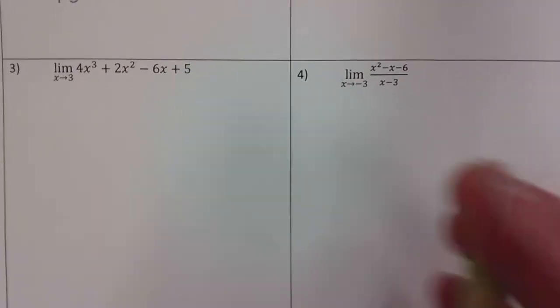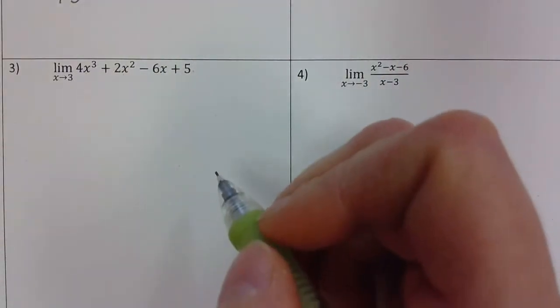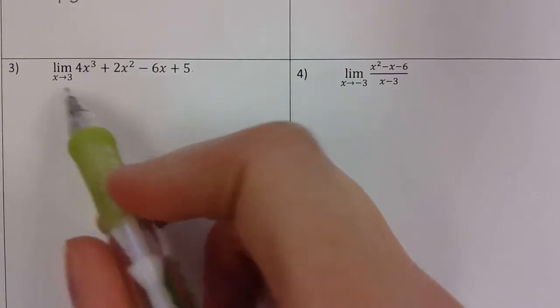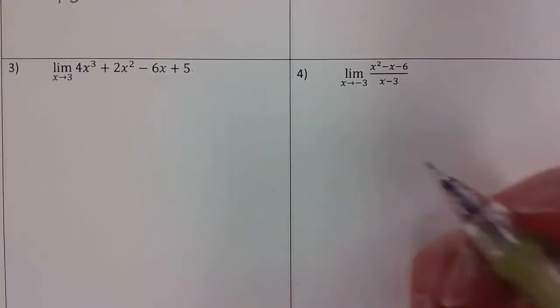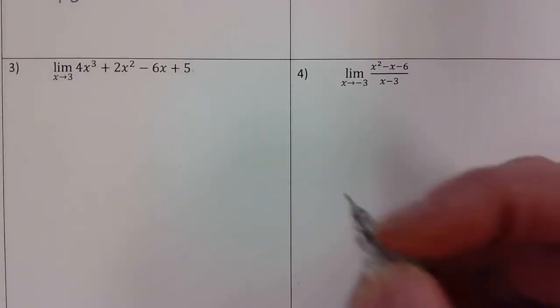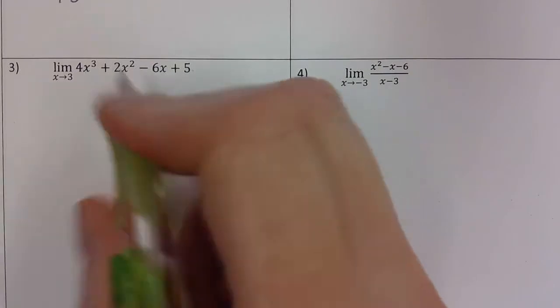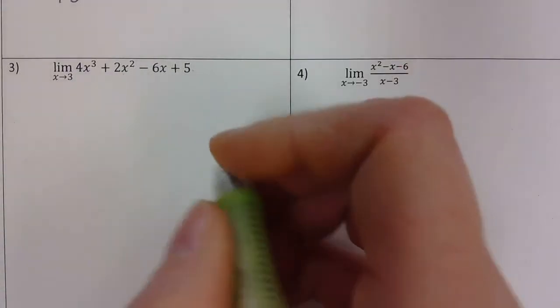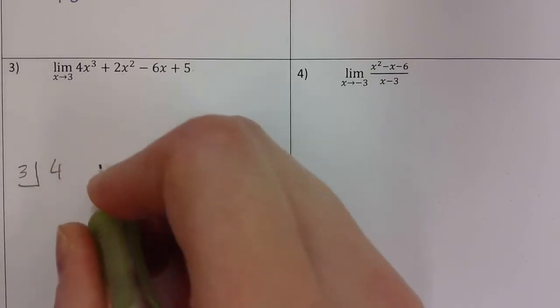Number 3, we can do the same kind of thing. 4x cubed plus 2x squared minus 6x plus 5. That is just a polynomial function. So as x approaches 3, we're not going to have any issues. What we really have to watch out for is dividing by 0. So I can go ahead and evaluate this. I could go through and substitute 3 for all my x's, but it's going to be a lot easier if I just do synthetic.